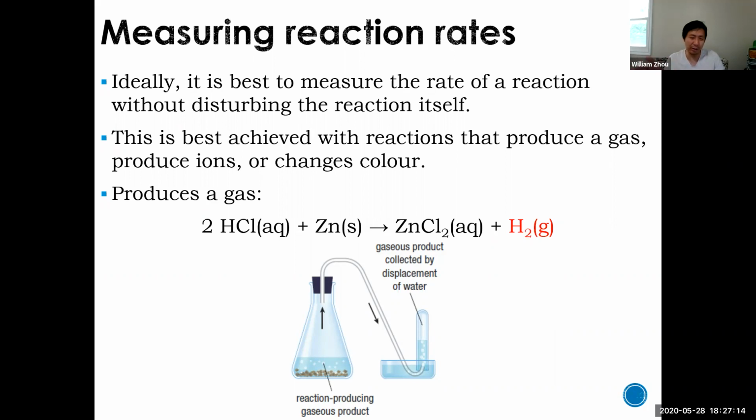Like, for example, here, HCl and zinc. If you drop zinc into hydrochloric acid, it will start to bubble and produce hydrogen. And if you can harness that gas, for example, with a test tube and water over there, you can just measure the volume of that gas and how fast that volume is changing. You can then deduce the rate of this reaction using numerical values. All right. So you must produce a gas in order to use this method.